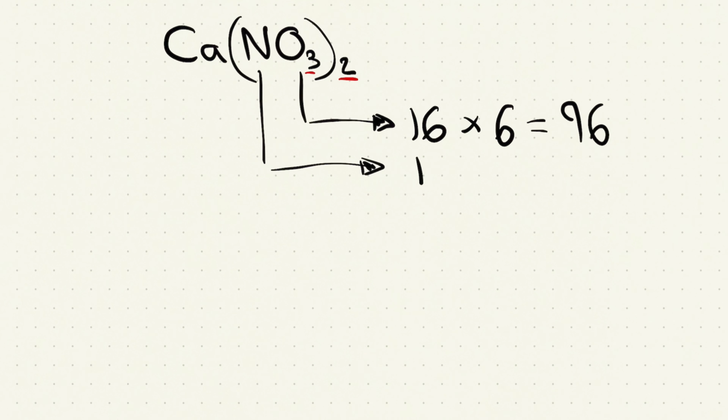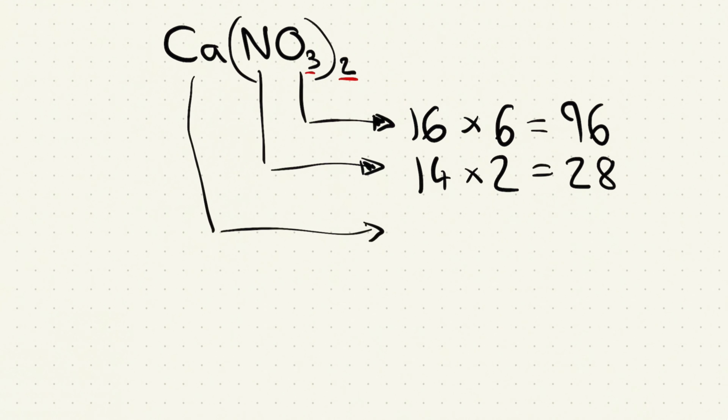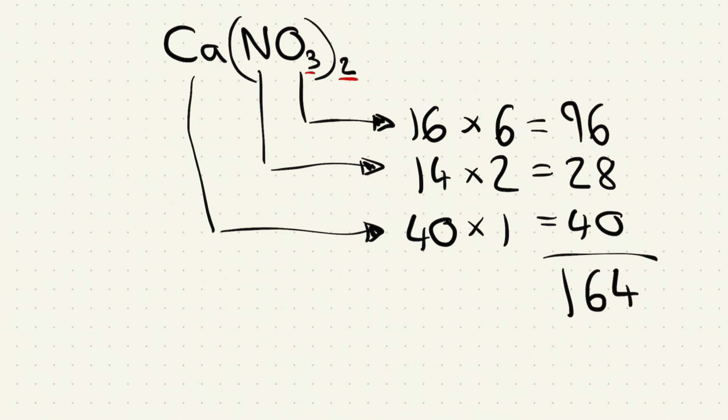Nitrogen has a mass of 14. We've got 2 of them, because there's 1 in the formula multiplied by the 2 in the brackets, and that gives us a mass here of 28. Finally, calcium. It's outside of the brackets and we only have 1 of them. The mass of calcium, elemental calcium, is 40 times by 1 gives you 40. Now if we add these 3 numbers together, it comes to 164.